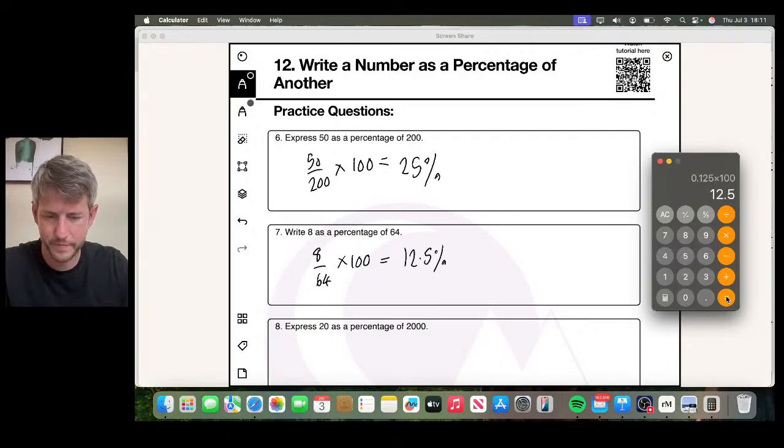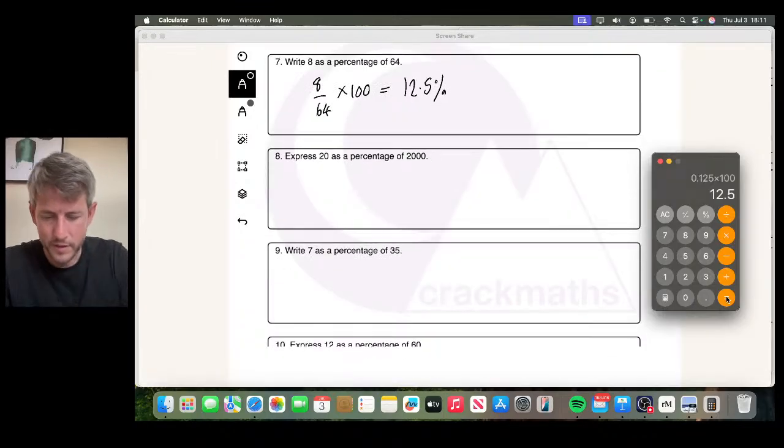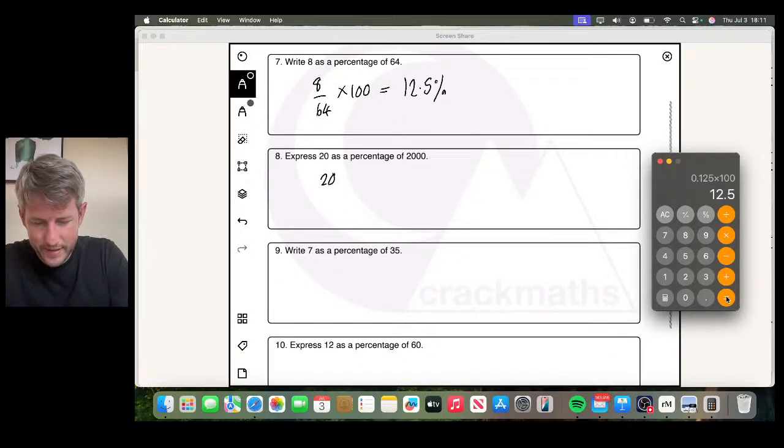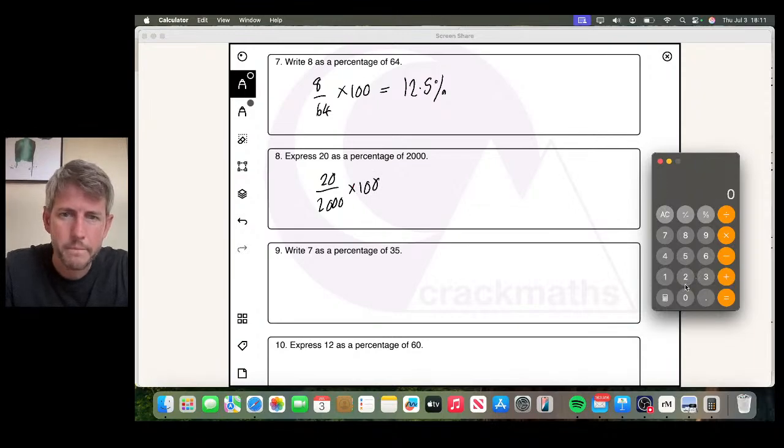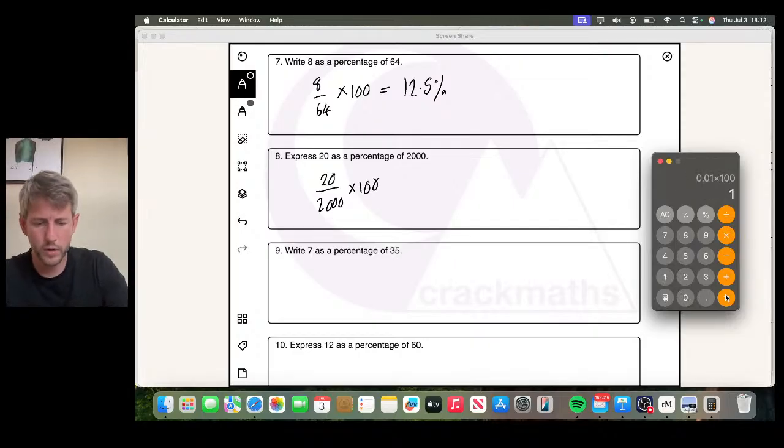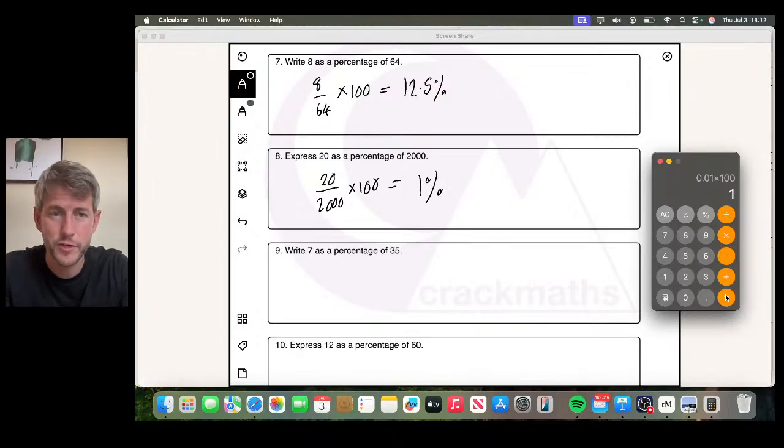Brilliant. Okay. Next, we've got 20 out of 2,000. And then I'm going to times that by 100. So let me do that over here. So 20 divided by 2,000 equals this, times 100 equals 1. So 20 is 1% of 2,000.